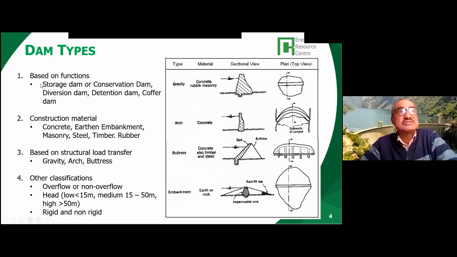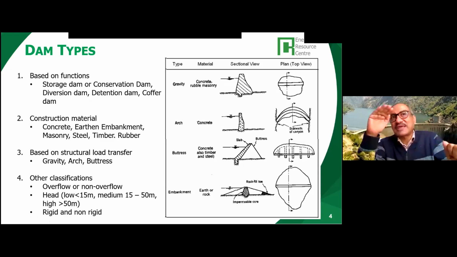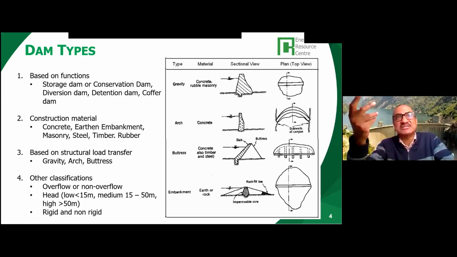Now you have dams of different types, of different functions, okay? You have a storage or conservation dam, a diversion dam, a detention dam, or a coffer dam. A storage dam, or conservation dam, stores water. A diversion dam just diverts water. A detention dam stores flood water and reduces the flood peak downstream, so it's used for flood protection and flood management.